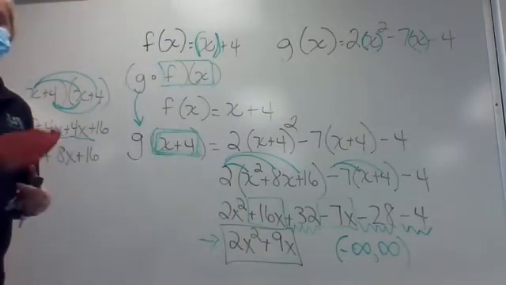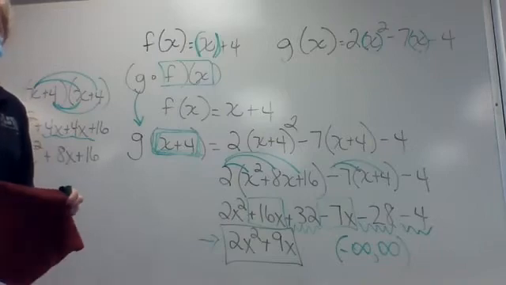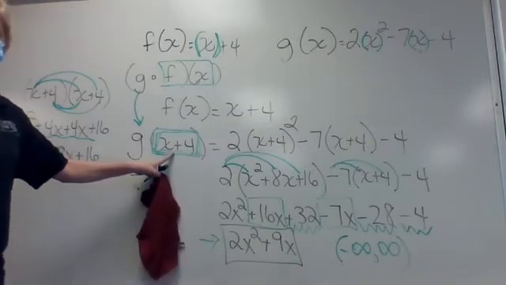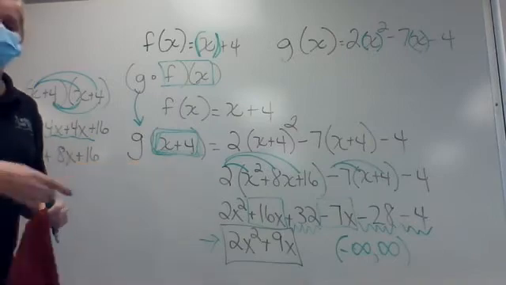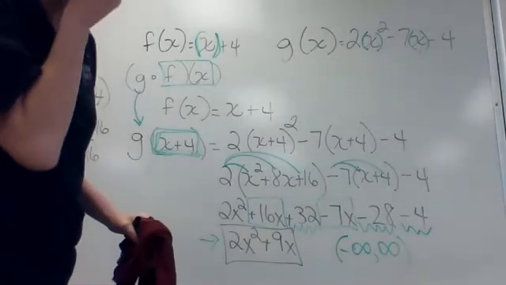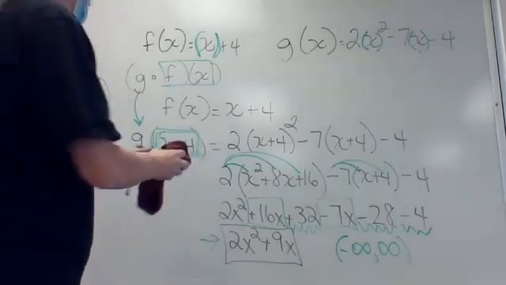So if you have a restriction in what you plugged in to get your final answer, you leave that out of your domain. And that'll happen on number 6. Okay. All right, last one.